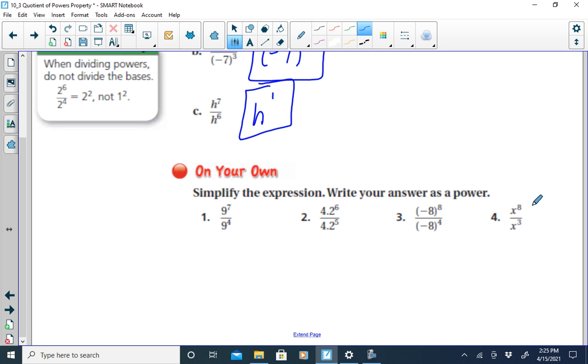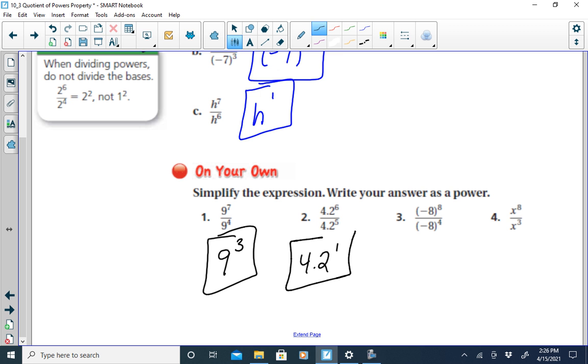Right? And if you take a look at these examples down here, you would all do these problems the same exact way. When we're dividing powers with the same base, we simply subtract the exponents. So 9 to the 7th power divided by 9 to the 4th power, the base is going to stay the same. We subtract the exponent, 7 minus 4. It's going to give us 9 to the 3rd power. 4.2 to the 6th divided by 4.2 to the 5th. The base is going to stay the same. We subtract the exponents. We get 4.2, or 4.2 to the 1st power.